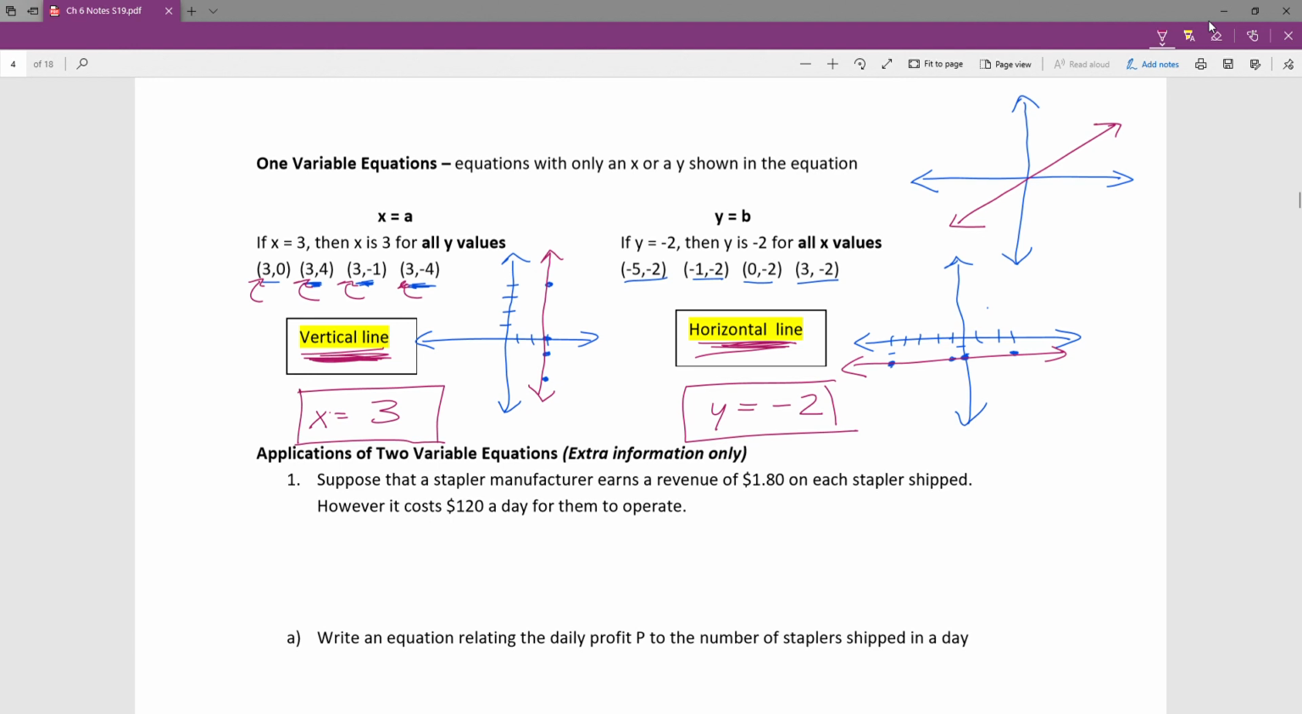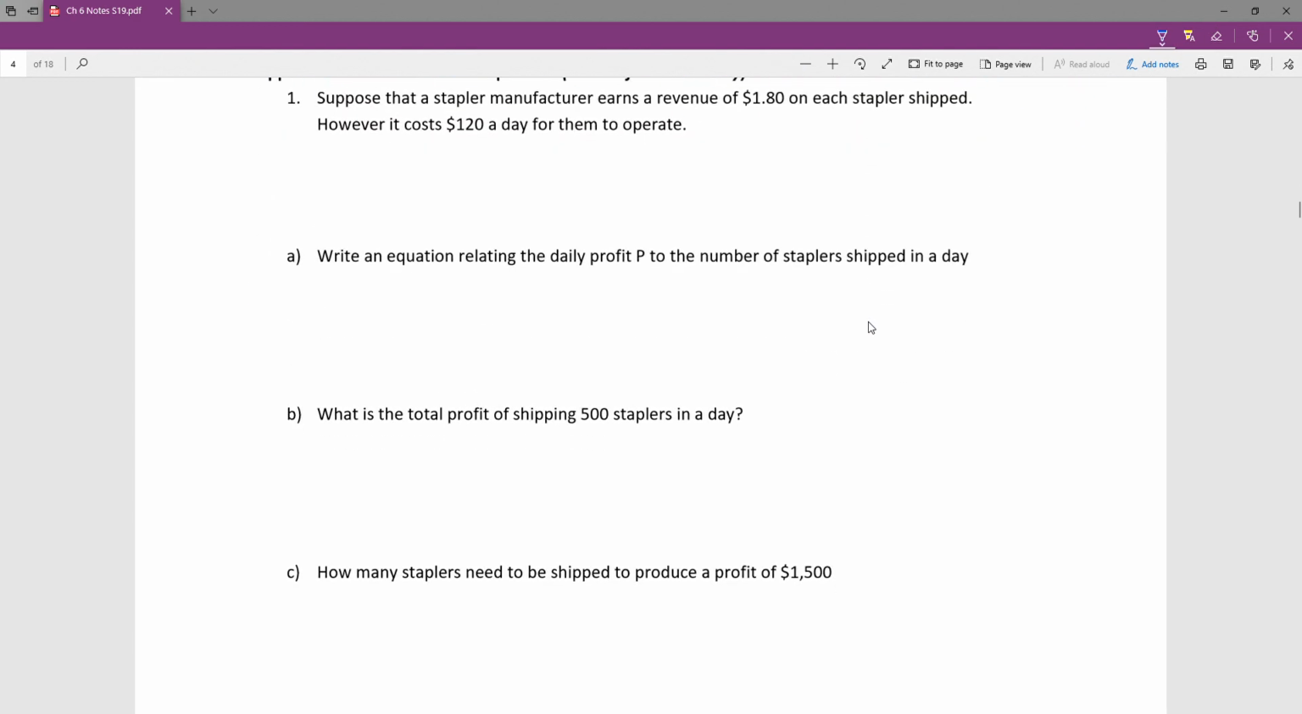The last part of this 6.1 material are some applications of this stuff. They're a little bit hokey, kind of can't help but make a little bit of fun of them. The first one is about if you run a company that makes staplers. Congratulations. Who knew that was your future job? But say that is your future job. We've got this idea that you can create staplers and get $1.80 on every stapler that you sell, but the company that you operate, the factory or whatever, costs $120 to operate. That's barely enough to pay you. So I'm not really sure how this is operating, but let's just go with it.